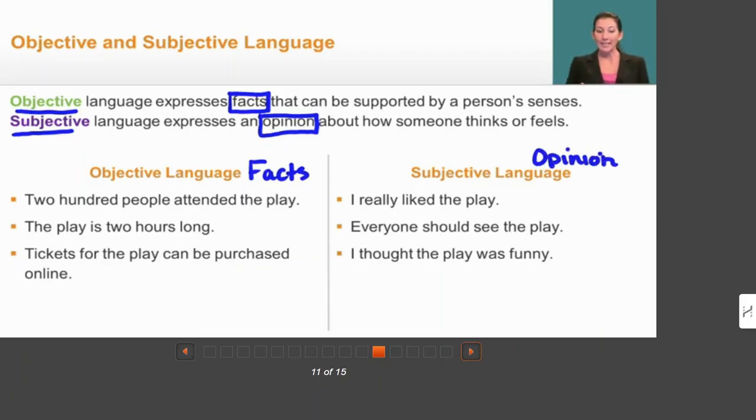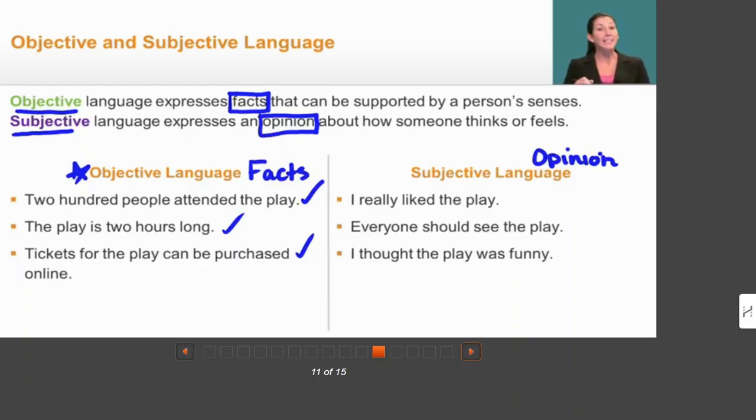So let's look at examples of objective language. 200 people attended the play. Can you prove that? You could prove that. There's probably a list. Somebody's collecting tickets, right? So that is considered a fact. The play is 2 hours long. You can also prove that. You can verify it. So it's a fact. Tickets for the play can be purchased online. Now that's another fact. So all of these are facts, which in turn are referred to as objective language.